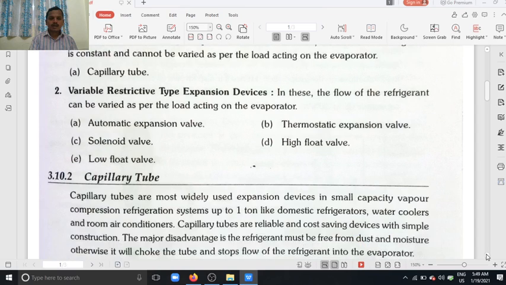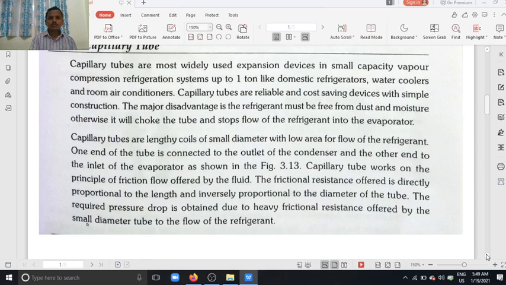Now I start with the capillary tube. The capillary tube is mostly used as an expansion device in small capacity vapor compression refrigeration systems, that is up to 1 ton of refrigeration, such as refrigerators, water coolers and room air conditioners. This capillary tube is reliable, low cost and simple in construction.